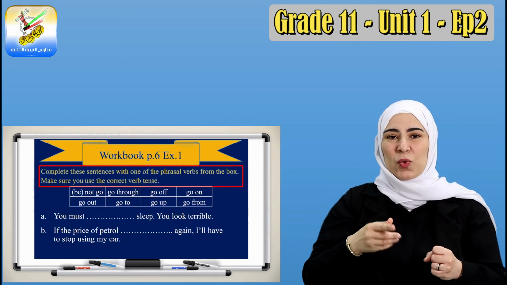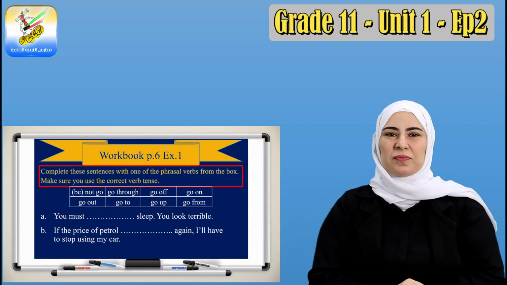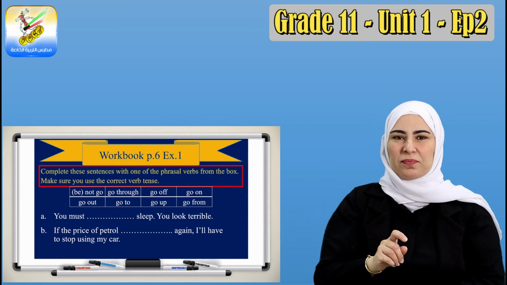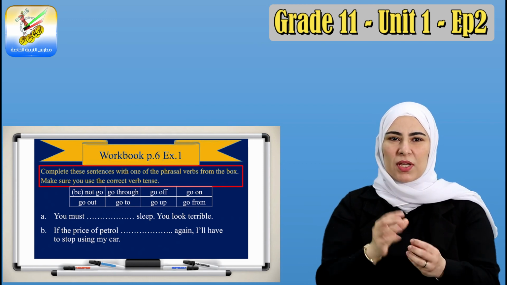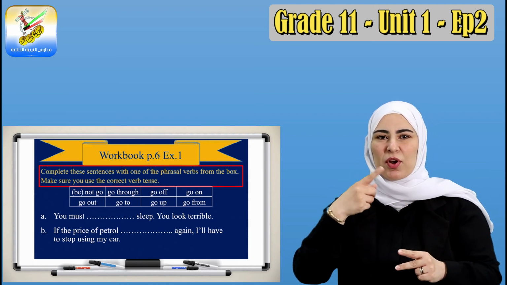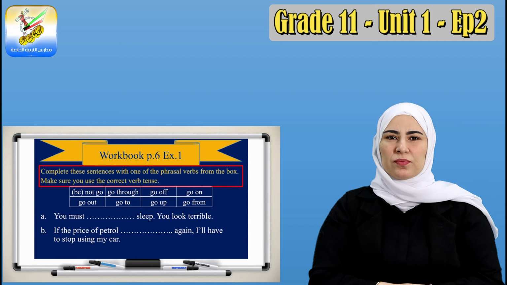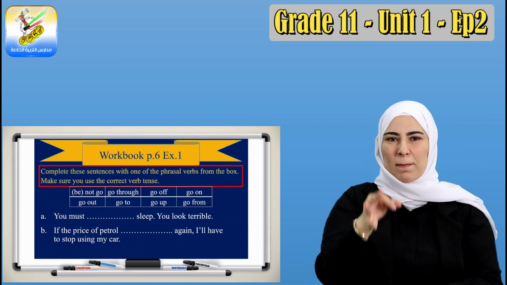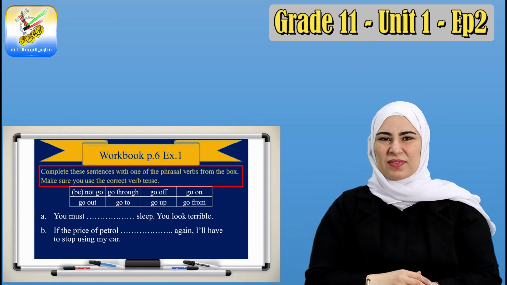Here's an exercise from the workbook, page 6, exercise number 1. Complete these sentences with one of the phrasal verbs from the box. Make sure you use the correct verb tense. Now, let's read A together. A. You must blank sleep. You look terrible. Try to answer by finding the correct phrasal verb from the box.